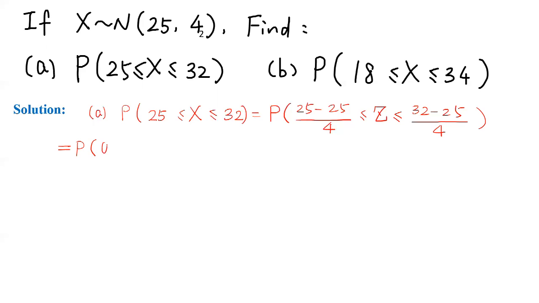On the left hand side is 0, and then we have z. Then we have 7 over 4, which is 1.75. So now the probability that z is equal to or more than 0 and equal to or less than 1.75 is the difference between these two probabilities.